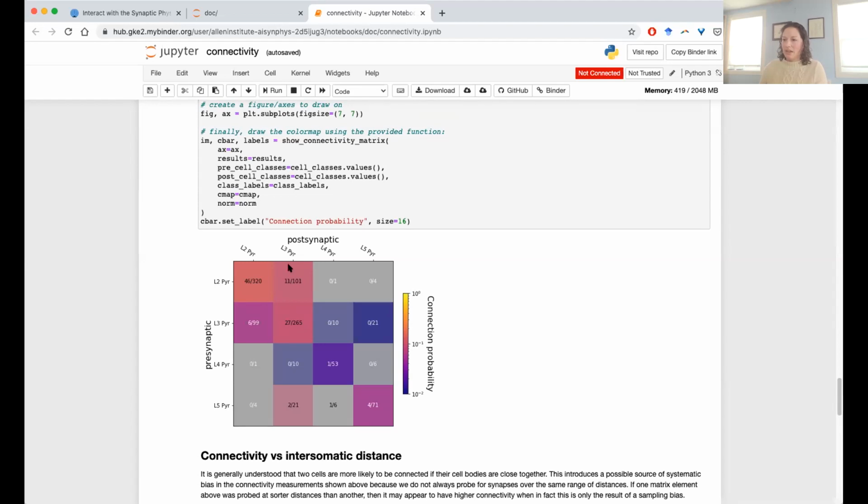We can see here that we've got pretty high connectivity in the upper layers, layer 2 and layer 3, with fewer connections down in the deeper layers.